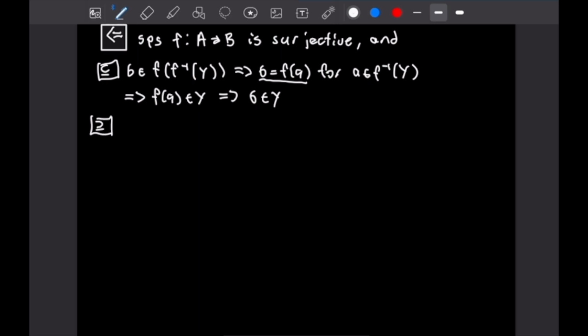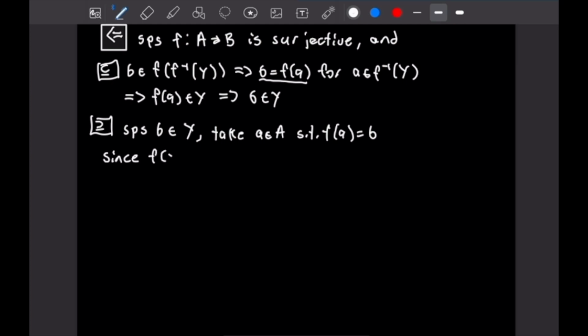So now let's do the reverse inclusion. For the reverse inclusion, we are going to do the reverse. We're going to start by supposing that b, an arbitrary element, is in Y, and we want to show that it is in the image of the pre-image of Y. So from here, we're going to take a little a, which is in our big A, such that f of a is equal to little b, again by surjectivity. And since we know that f of a, which is equal to b, is in big Y, we know that a must be in the pre-image of Y.